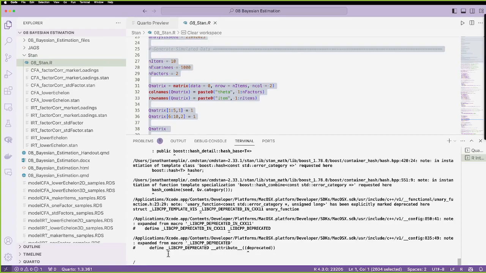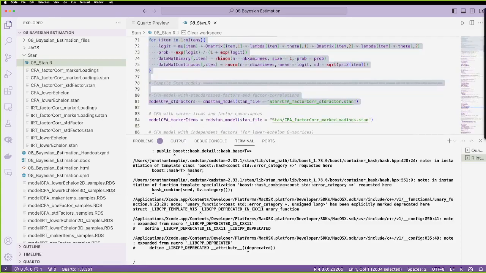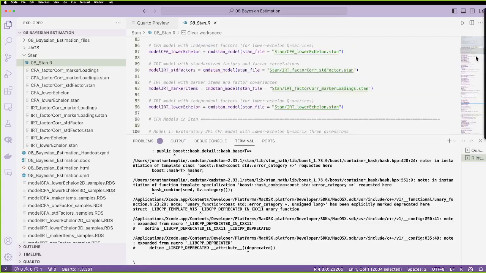But that's the process. And then it gives you all this other output of the compiling process, which is annoying to look at. Gives you warnings, but it's not up to you. That's Stan's writing of it. But so it takes a little bit of time to compile the program.